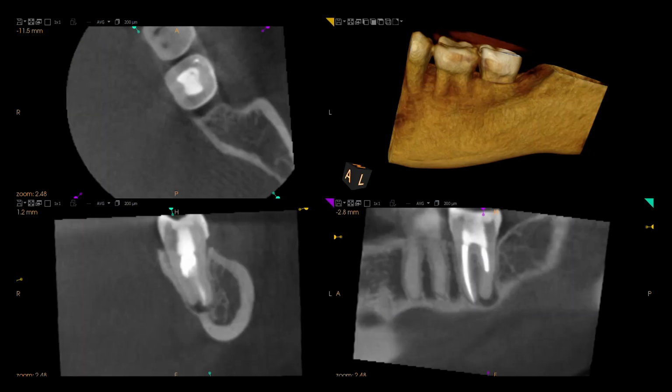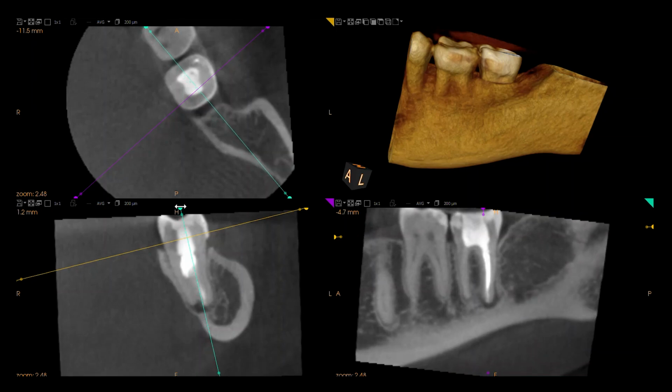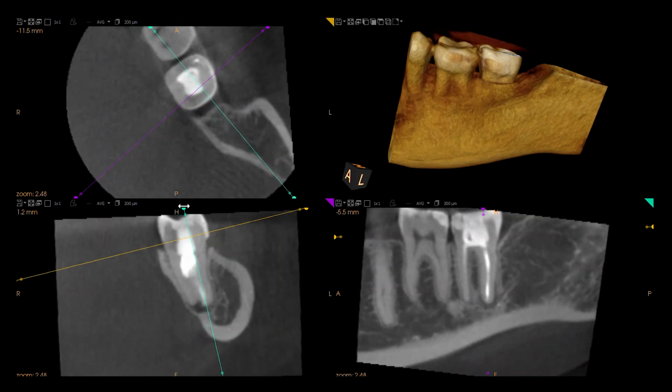Here's the case that we're discussing of this lower second molar. We can see here the previous endodontic treatment, and we also have the radiolucency associated with the root. If we look at the tooth a little bit more closely, we can see that this canal seems to be fairly well filled, pretty close to the radiographic terminus, yet we have a periapical radiolucency here.